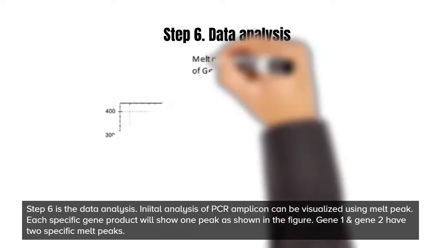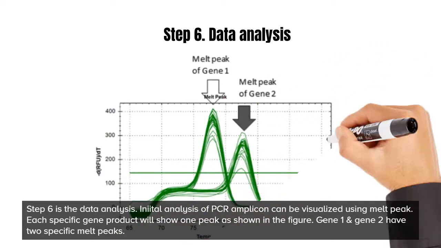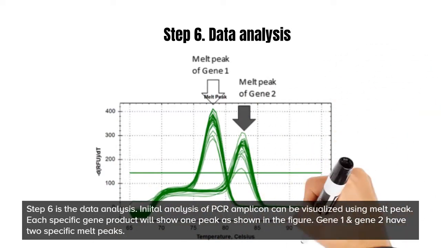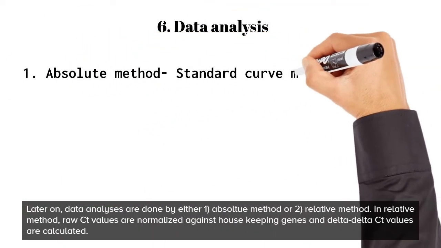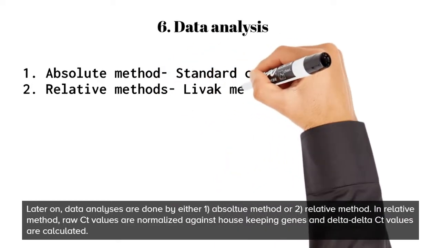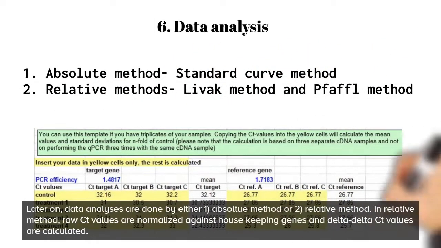Step 6 is data analysis. Initial analysis of PCR amplicon can be visualized using melt peak. Each specific gene product will show you 1 peak, as shown in the figure. Gene 1 and Gene 2 have specific peaks. Later on, data analysis is done by either 1, absolute method, or 2, relative method. In relative method, raw CT values are normalized against housekeeping genes and delta-delta CT values are calculated.